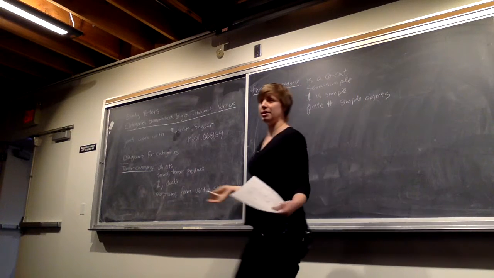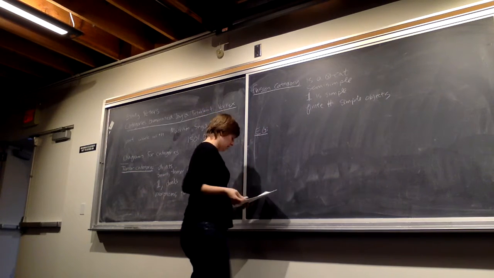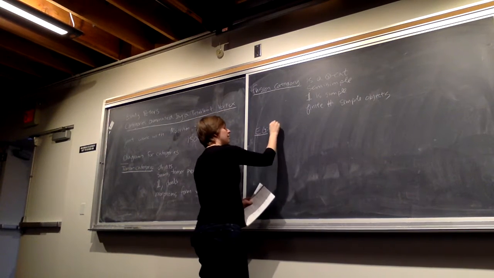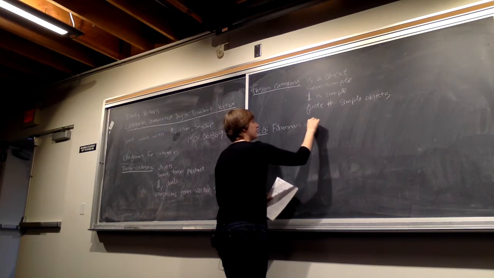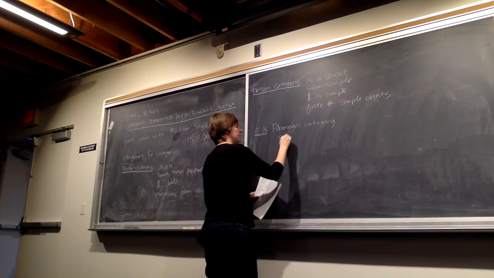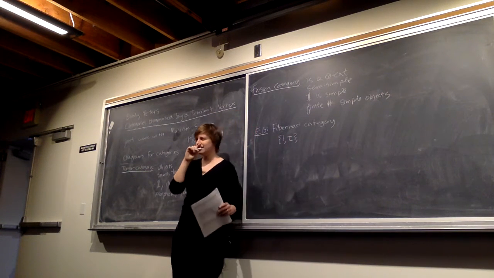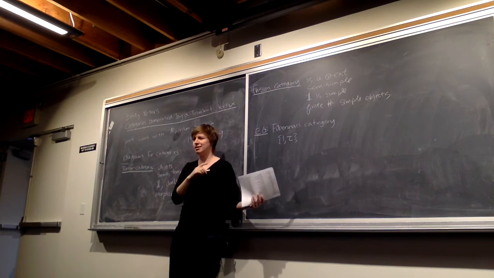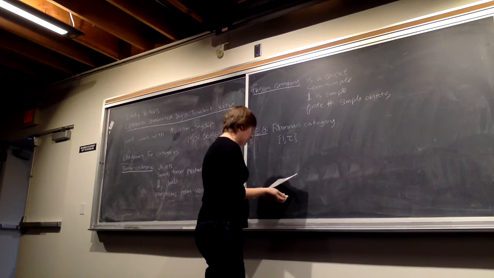So we've already seen some examples of these. In Mike's talk, we saw the Fibonacci category, where you only have two simple objects. Did you call this sigma? I'm going to call it tau. No, that was tau. Okay, great. So I'm going to call it tau.